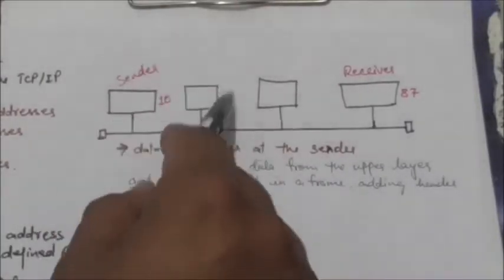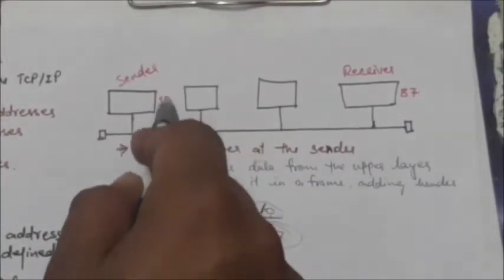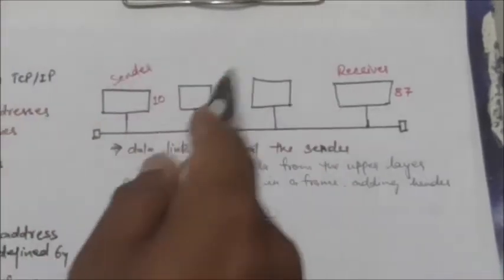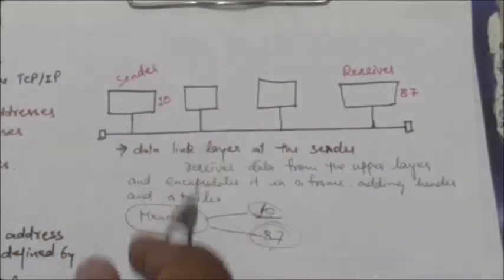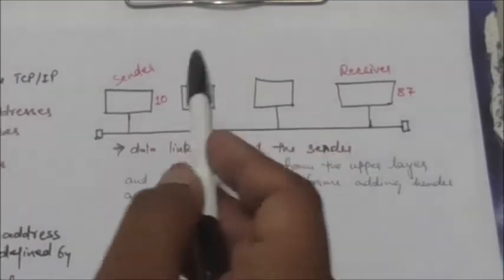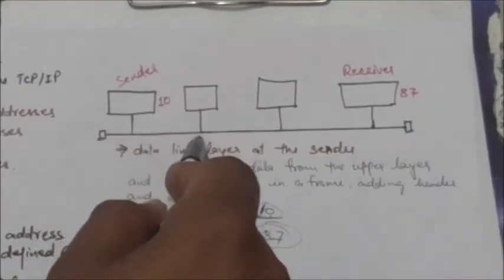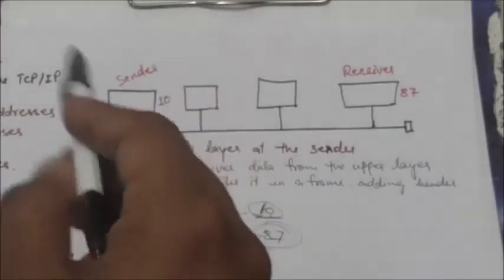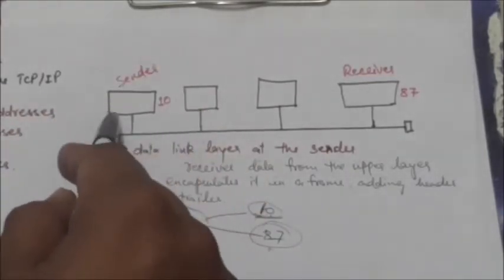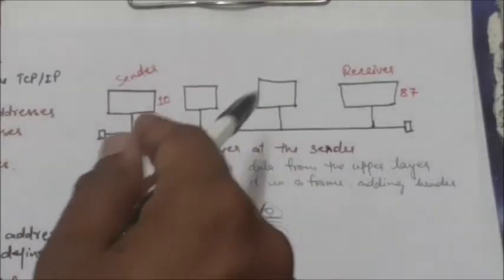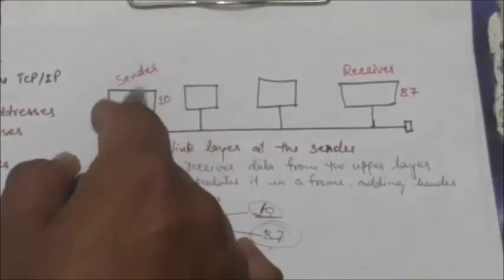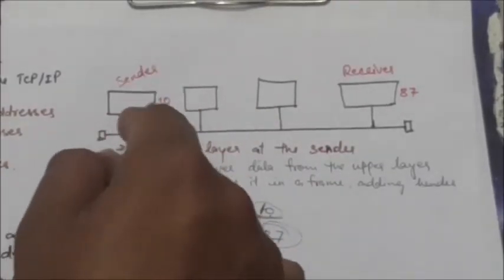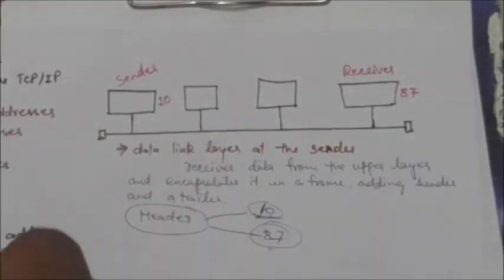Each station whose physical address is not 87 will drop the frame, because the destination address specified in the frame does not match its own physical address.